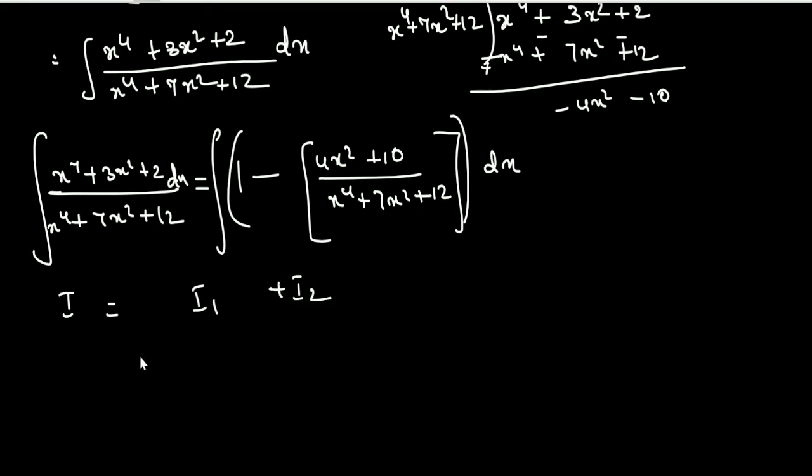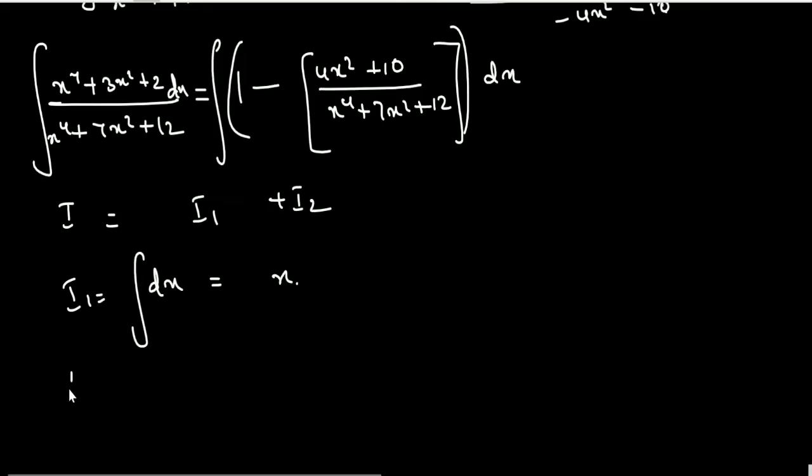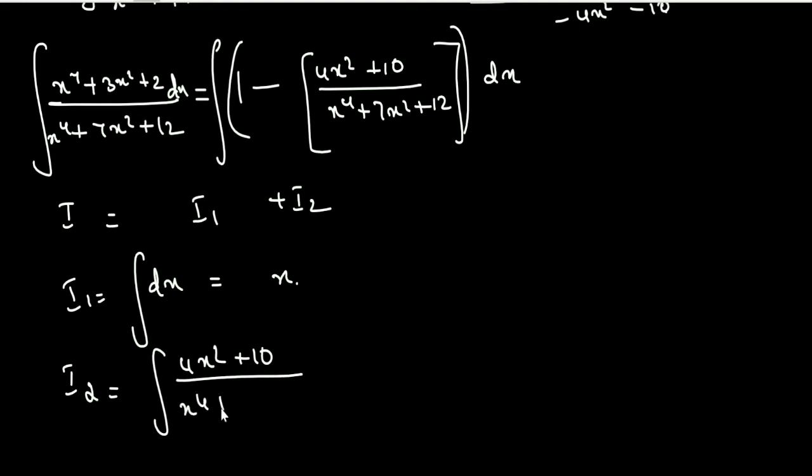I1 is the integral of 1 dx, that is dx, which is nothing but x. So we got I1 is x. Now we have to find I2. So I2 is the integral of (4x² + 10)/(x⁴ + 7x² + 12) dx.